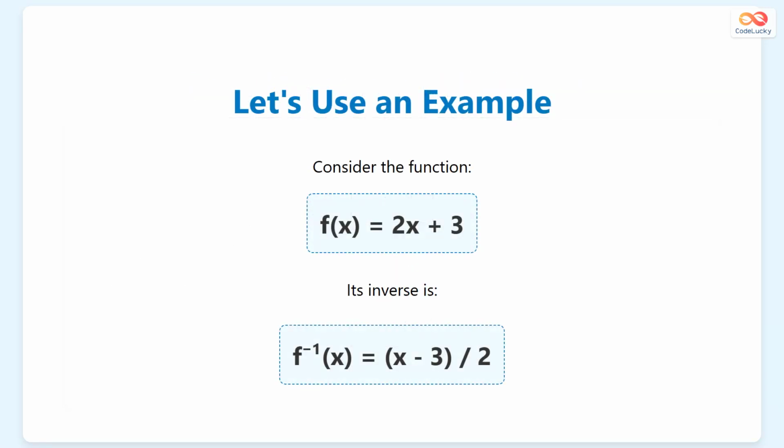Let's work with a concrete example. Suppose our function is f of x equals 2x plus 3. The inverse of this function is f inverse of x equals the quantity x minus 3, all divided by 2.